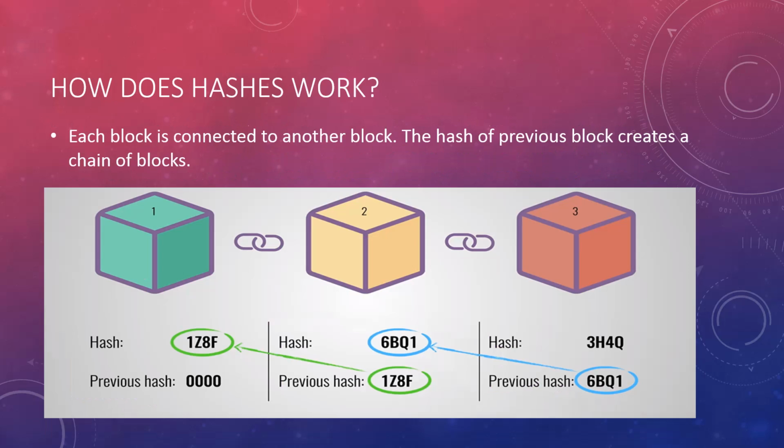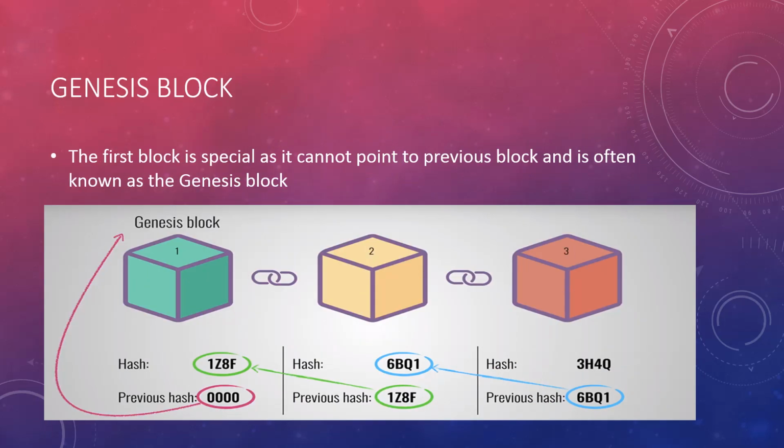How do hashes work? Each block is connected to another block. The hash of the previous block creates a chain of blocks. Genesis block. The first block is special as it cannot point to a previous block and is often known as the Genesis block.